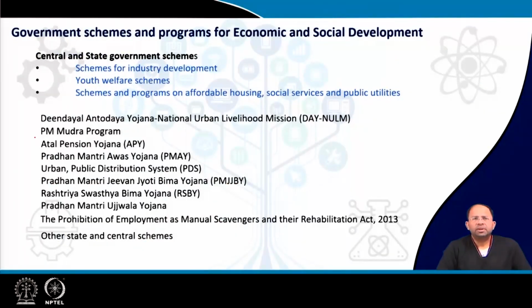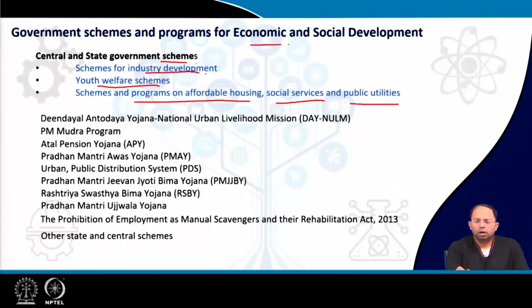So finally, we come to the different government schemes and programs for economic and social development. As you understand, there are several central and state government schemes running in the country which are implemented in the urban areas. Certain schemes are for industry development, certain schemes are for youth welfare, like skill generation or employment for the youth and so on. Then schemes and programs for affordable housing, social services, public utilities, health. All these schemes and programs are brought in so that they lead to economic and social development of the entire country and also of the ULB.